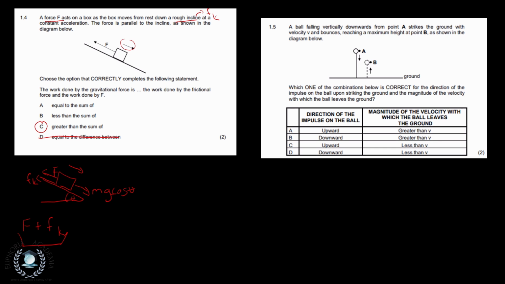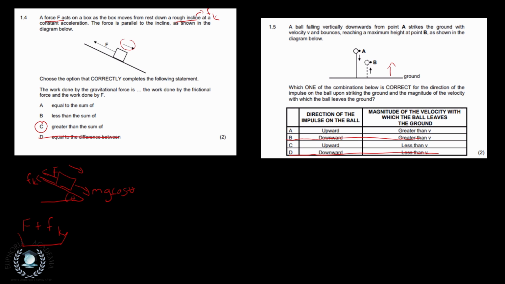For the direction of the impulse on the ball striking the ground: because they're asking us about the direction of the impulse, the impulse is actually pointing in the upward direction because there is a change of direction. So that is a contribution of the impulse. So already we can scratch out number B and number D.